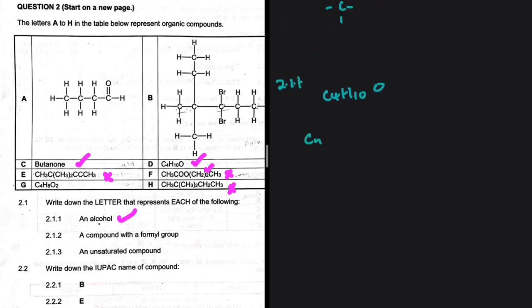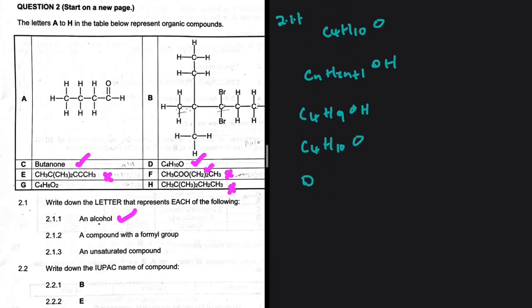CnH2n+1OH. So let's see how many hydrogens we're going to have if we have 4 carbons. If we have C4, we're going to have 2 multiplied by 4 plus 1, that is 9, plus OH. Clearly this is C4H10O. So the answer to 2.1.1 is D. It's easy to see now that that is actually an alcohol.